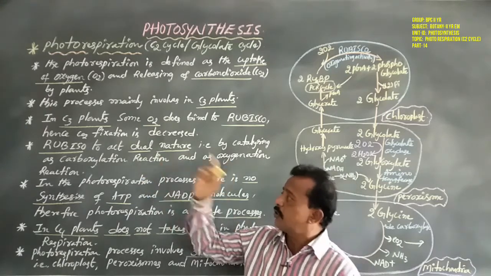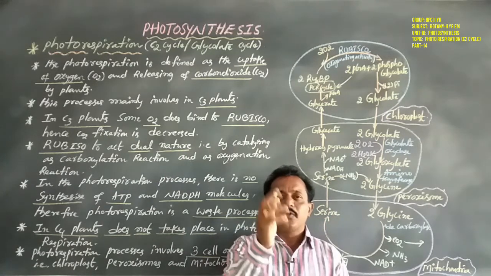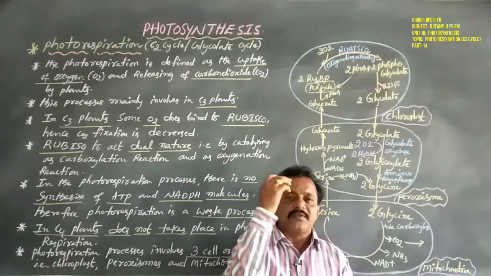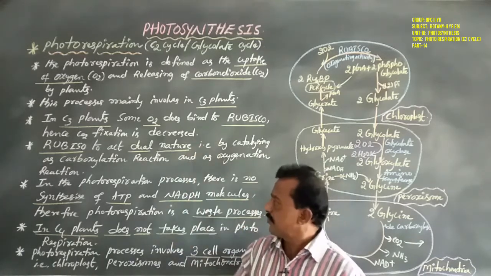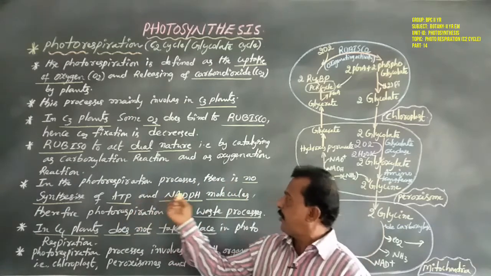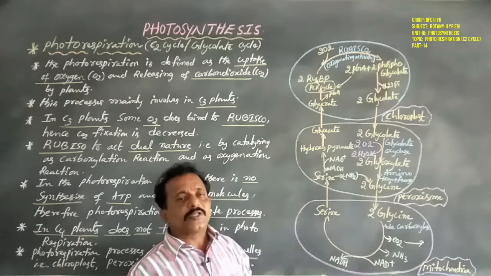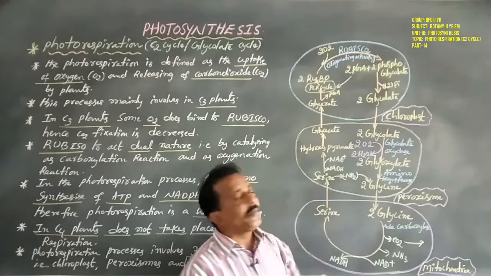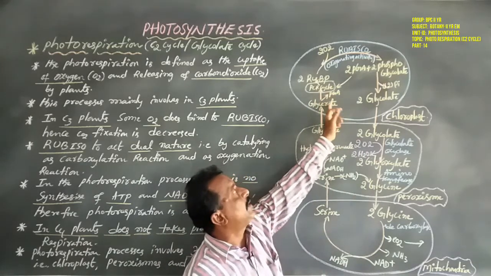So especially in C3 plants, some O2 binds to the rubisco enzyme. At this time, CO2 fixation is always decreased. Next, in this photorespiration process, there is no synthesis of ATP and NADPH molecules. There is no formation of ATP and NADPH molecules. Only ATP molecules are used in the glycerate step.